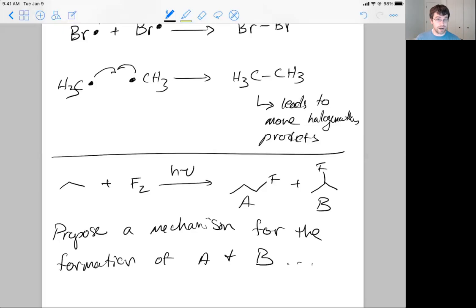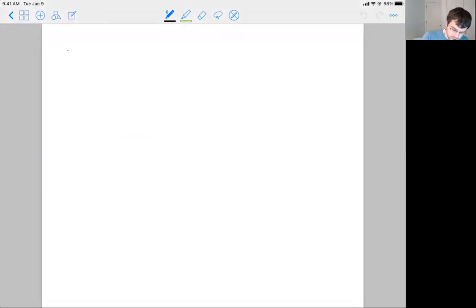Notice, probably don't need a termination step here. Termination will happen if we run out of limiting reagent. But the other thing to think about is termination interrupts a chain reaction process and could ultimately kill it prematurely before all of the limiting reagent is consumed, leaving quite a mess to clean up. Okay, so we have these two products, A and B. We want to show how we form this one.